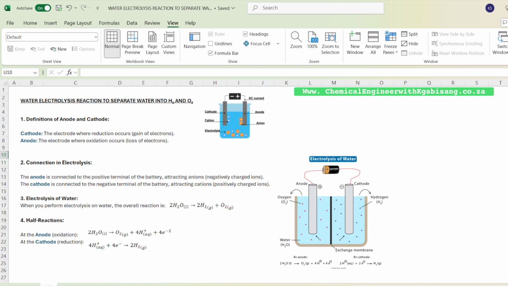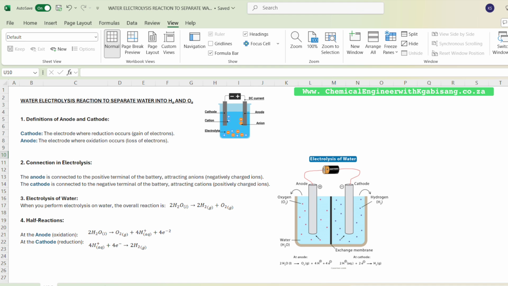Let's be practical. Let us look at water. So for example, water is made of hydrogen and oxygen. And this is where electrolysis comes into play. It gives us the ability to separate water into its constituents, and that will include the hydrogen gas and oxygen gas. Half reactions. Half reactions are basically the reactions that will be taking place inside of our electrolysis process.